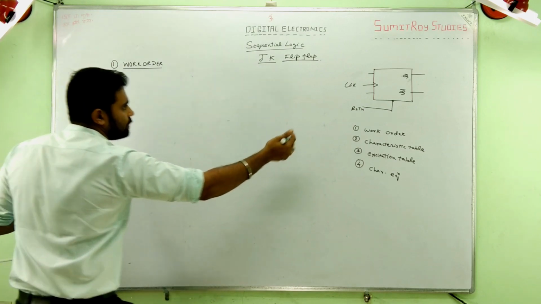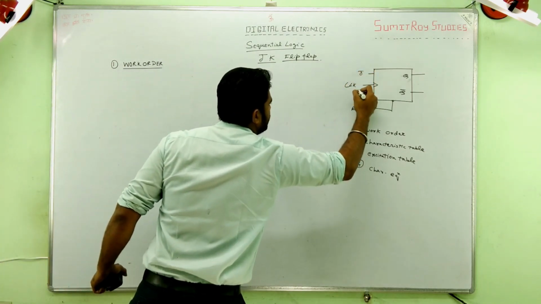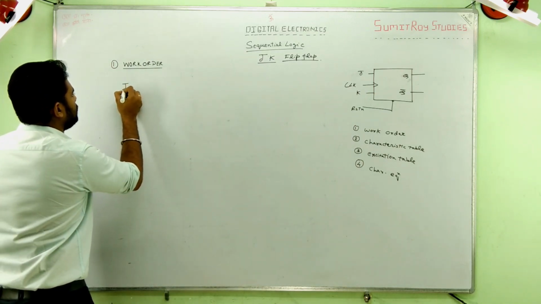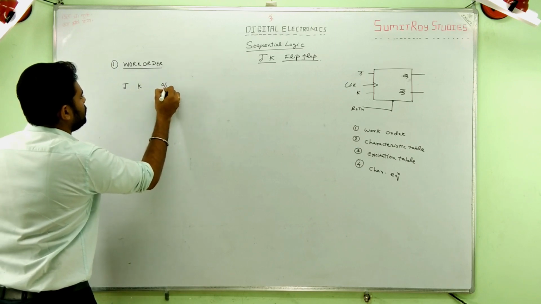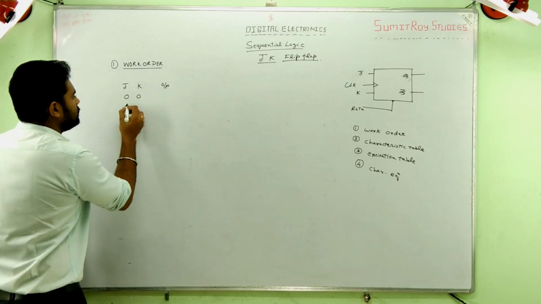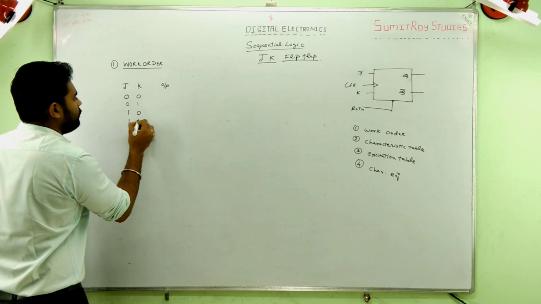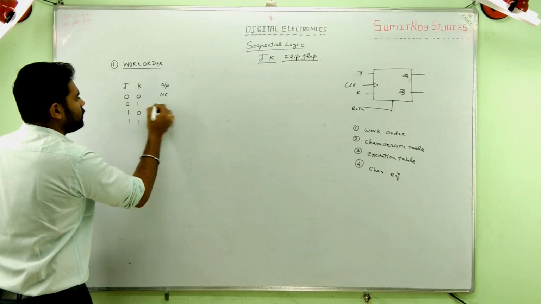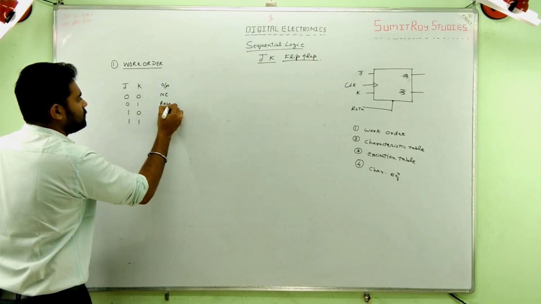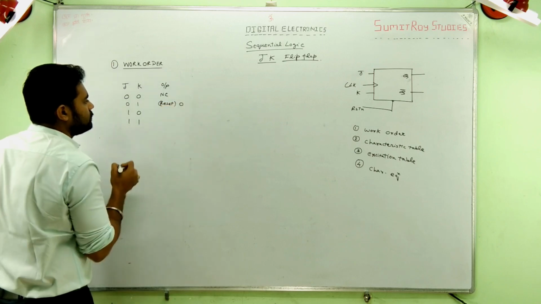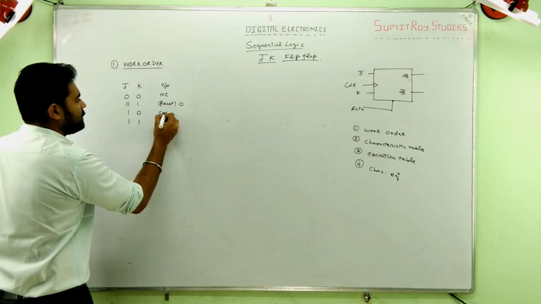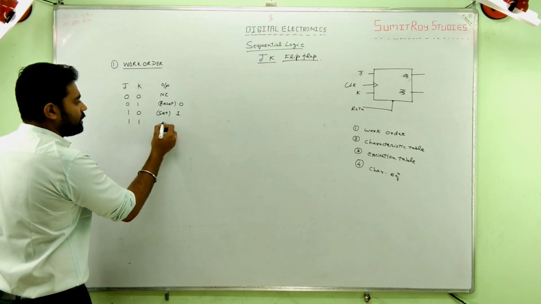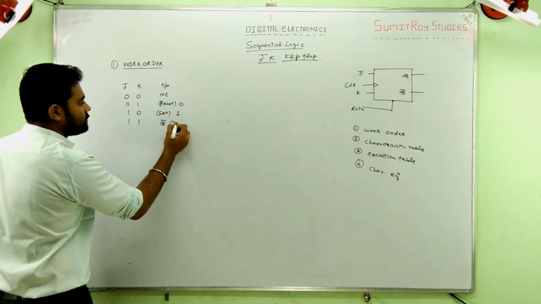The truth table will deal with J and K here. For the JK flip-flop, the inputs are J and K and the output. The combinations are 0 and 0, 0 and 1, 1 and 0 and 1 and 1. For 0 and 0, the output will remain, no change. For 0 and 1, it will be reset, that is 0. For 1 and 0, it will be set, that is logic 1. And for 1 and 1, it will be complemented, that is Q bar, known as toggle.